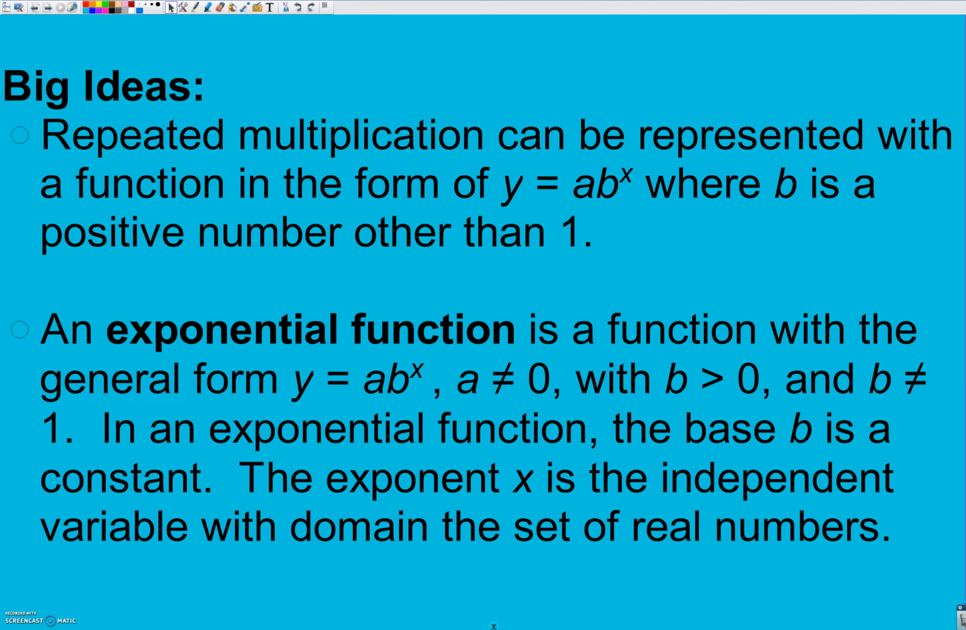In an exponential function, the base b is a constant. That's the number that we're multiplying times itself, and our exponent is the number of times. The exponent x is the independent variable, and the domain is a set of real numbers, which means we can plug in any number we want to into x.